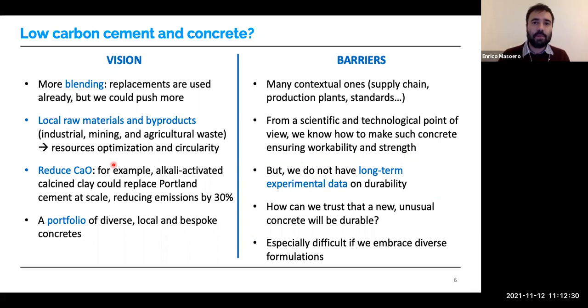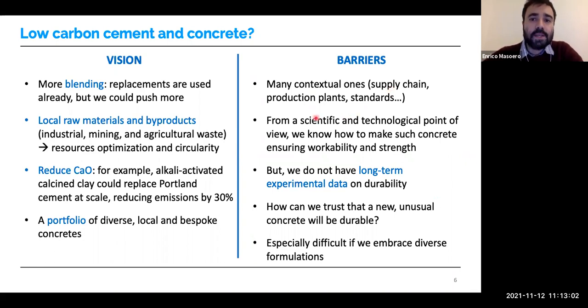The same material made sort of in the same way could be very different and have very different impurities from one region to another within the same country, let alone in the world. So this becomes a challenge from the scientific point of view. And the challenges are, of course, contextual ones, because if we move away from the production of a material that we know today towards new materials, then we need to change the supply chains, the production plans, the standards. So all these things will have to be adapted to this new vast portfolio of new concretes.